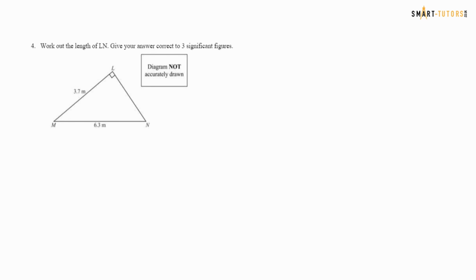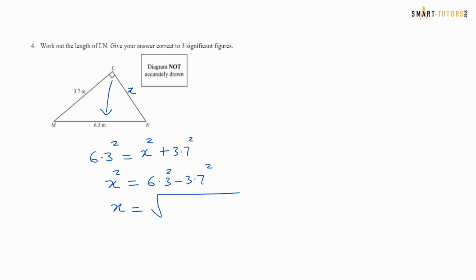Question number 4, work out the length of LN. I'm going to call this x. This is the hypotenuse, and you always need to write the hypotenuse first. 6.3 squared equals x squared plus 3.7 squared. If you can, you can write straight away x squared equals 6.3 squared minus 3.7 squared. If you can, that's brilliant. So x equals the square root of 6.3 squared minus 3.7 squared.